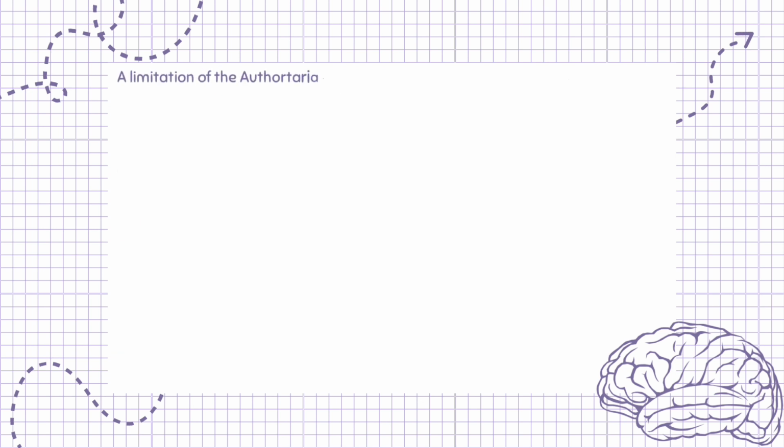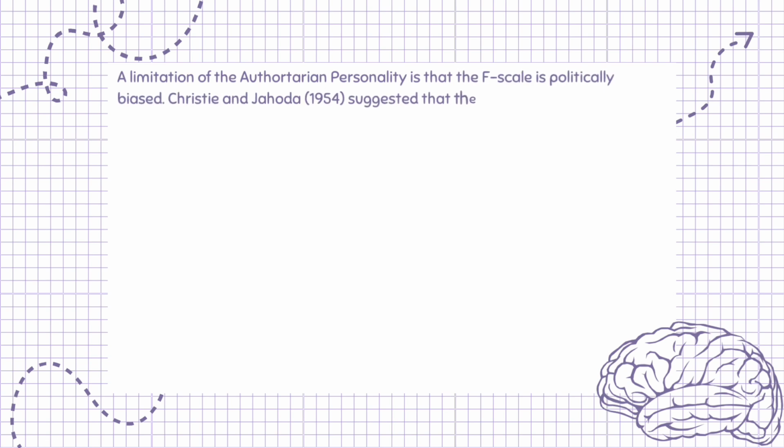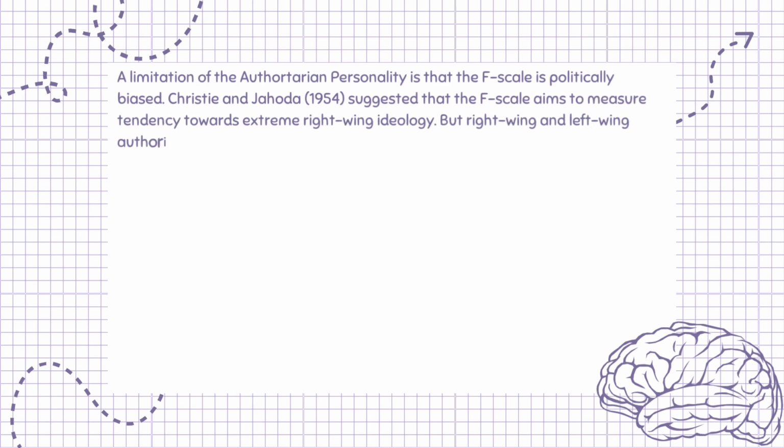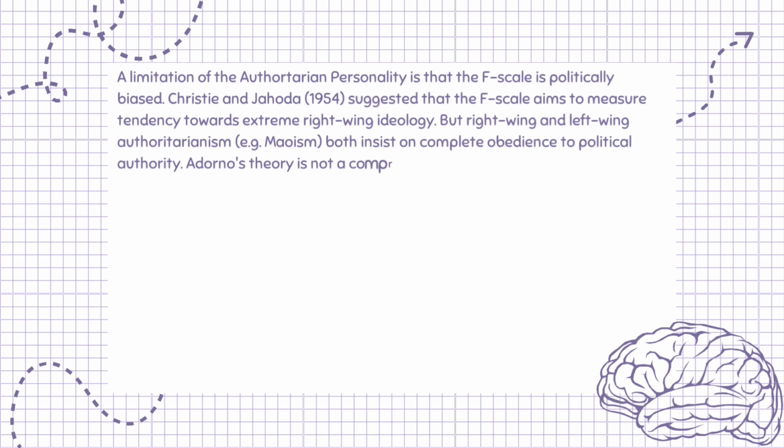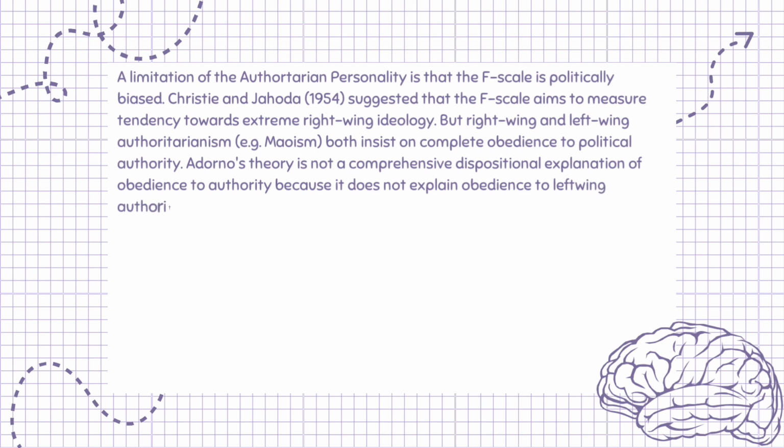A limitation of the authoritarian personality is that the F scale is politically biased. Christie and Jahoda, 1954, suggested that the F scale aims to measure tendency towards extreme right-wing ideology. But right-wing and left-wing authoritarianism, e.g. Maoism, both insist on complete obedience to political authority. Adorno's theory is not a comprehensive dispositional explanation of obedience to authority because it does not explain obedience to left-wing authoritarianism, i.e. it is politically biased.